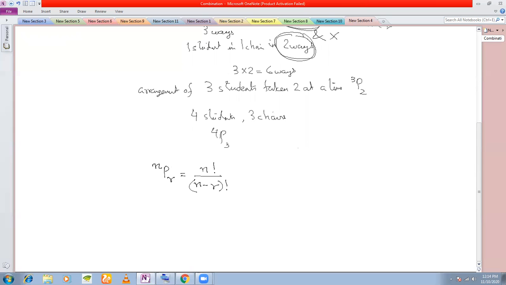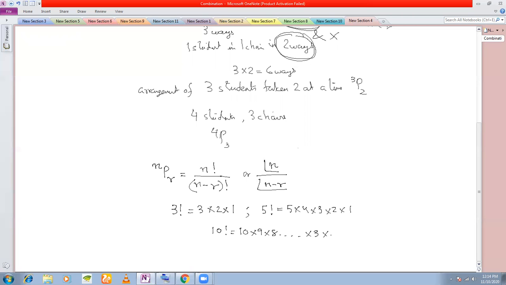Now, what do you mean by factorial? This is our formula for nPr, factorial n by factorial n minus r. What do you mean by factorial of a number? Suppose I want to calculate 3 factorial. 3 factorial means 3 into 2 into 1. 5 factorial means 5 into 4 into 3 into 2 into 1. Suppose 10 factorial. It is 10 into 9 into 8 and you carry on until 3 into 2 into 1. This is how we define the factorial of a number.